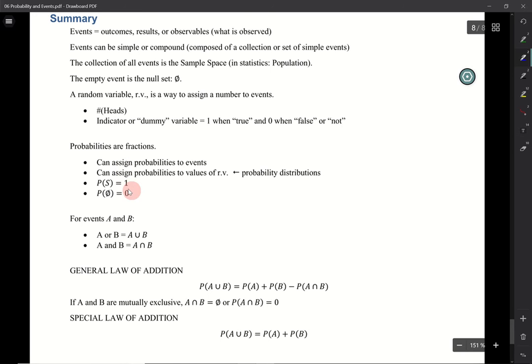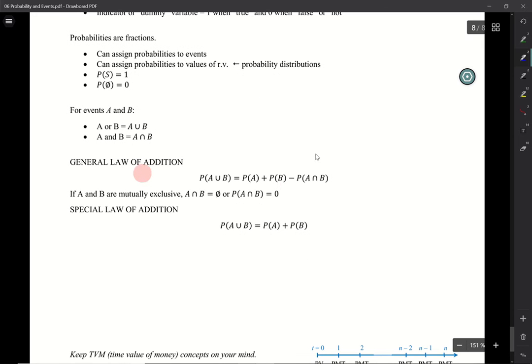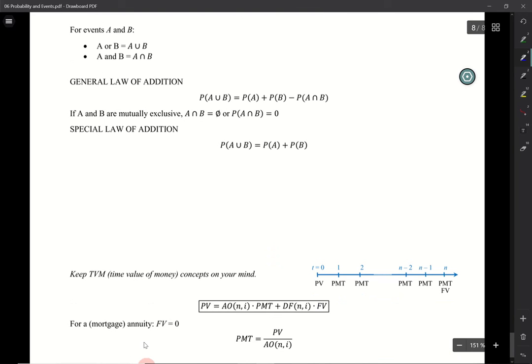Probabilities basically are fractions. And we looked at OR, which is a union. So if you read problems and you see OR, you want to think about union and the general law of addition, or the special law of addition if they're mutually exclusive. So if you see these two sets, you have to figure out whether they are mutually exclusive or not, because it depends how I handle them. Remember, AND is intersect. If they're mutually exclusive, which means the intersection is the null set or empty set, we have the special law of addition. And then don't forget TVM stuff.